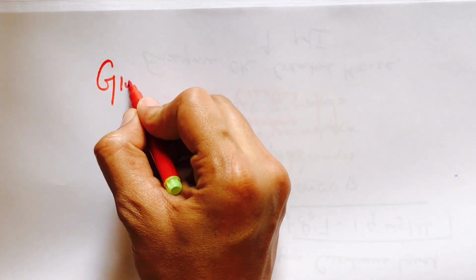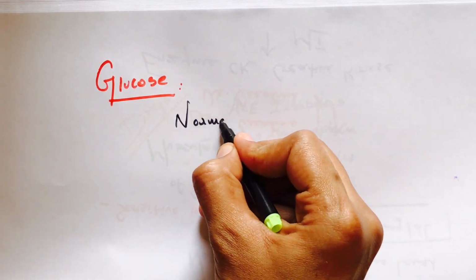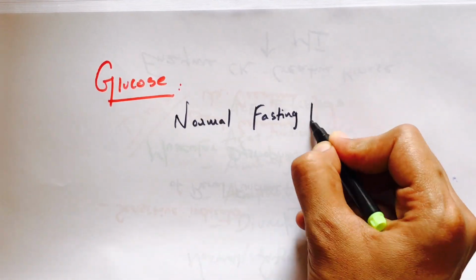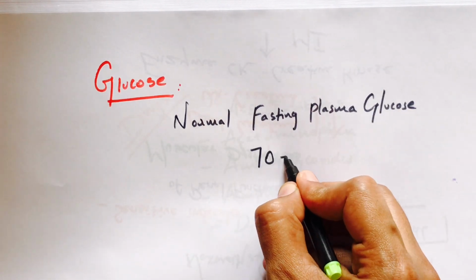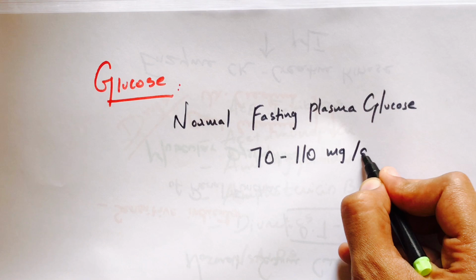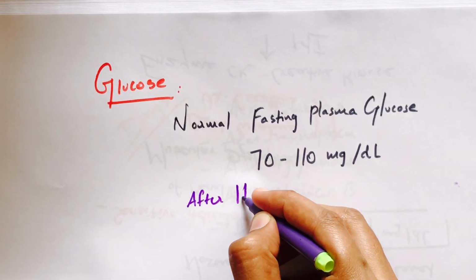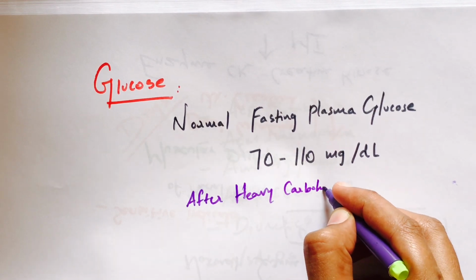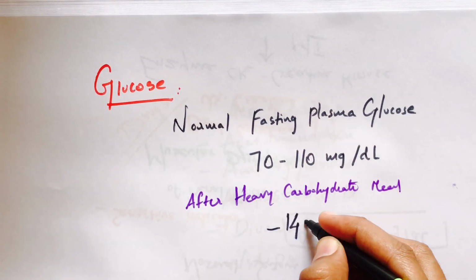And the last one under the basic electrolyte panel is glucose. The normal fasting glucose level in non-diabetic individuals is 70 to 110 mg per dl. After a heavy carbohydrate meal, it can reach up to 140 to 150 mg per dl.